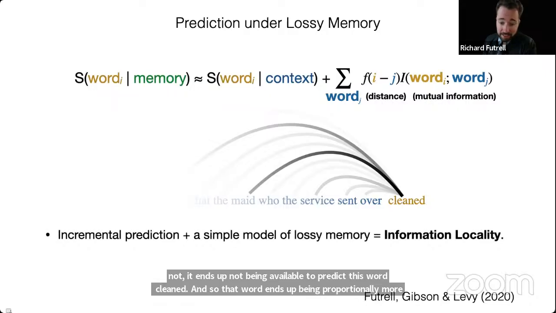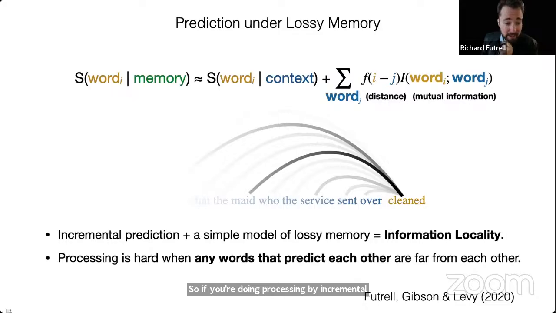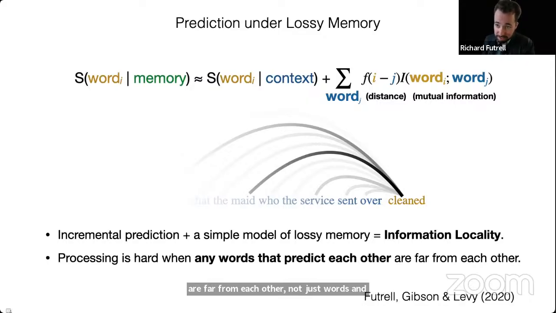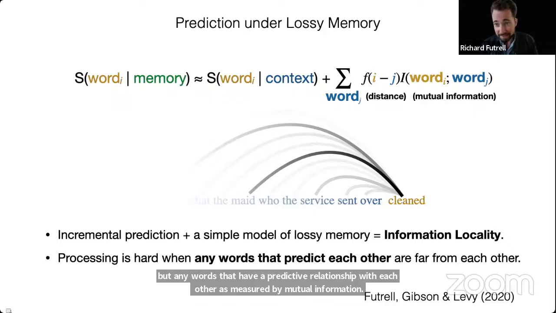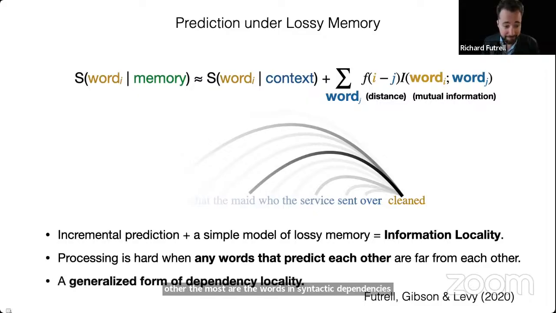So this is the information locality idea. If you're doing processing by incremental prediction, you have a lossy model of memory. That gives you this prediction that processing is going to be difficult whenever any words that predict each other are far from each other, not just words in dependencies, but any words that have a predictive relationship with each other as measured by mutual information. And I claim that this actually generalizes dependency locality because the words that predict each other the most are the words in syntactic dependencies, which I'll give evidence for right now.